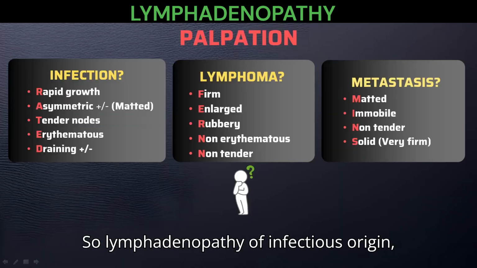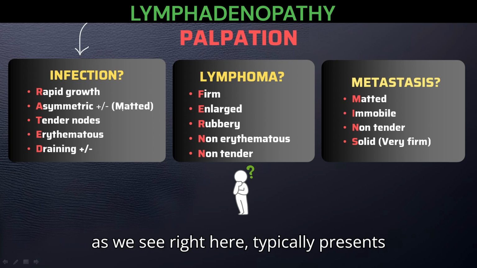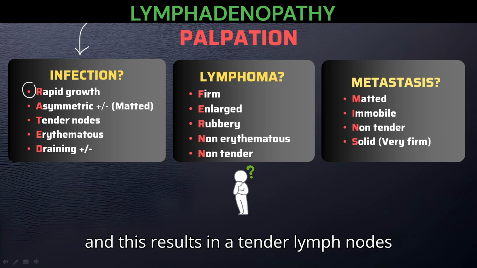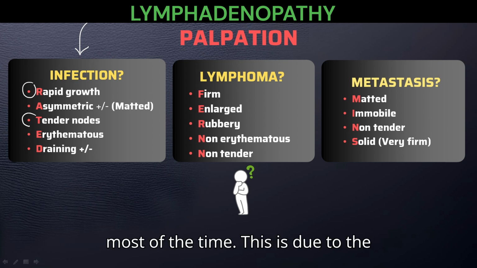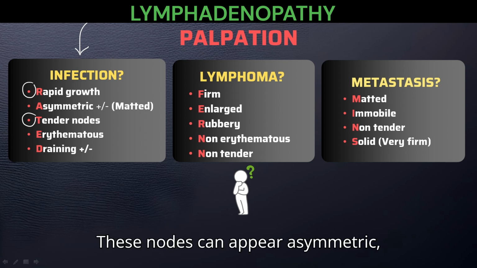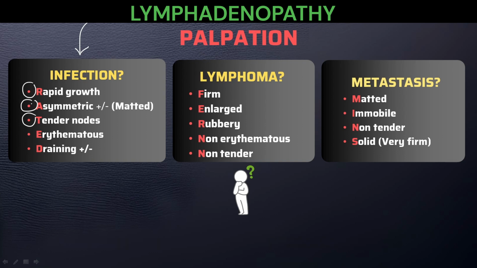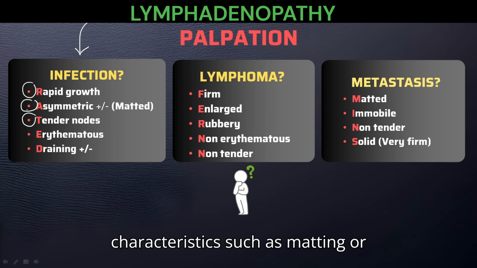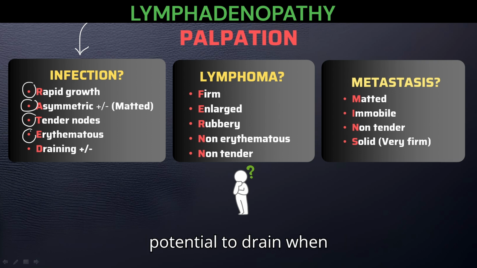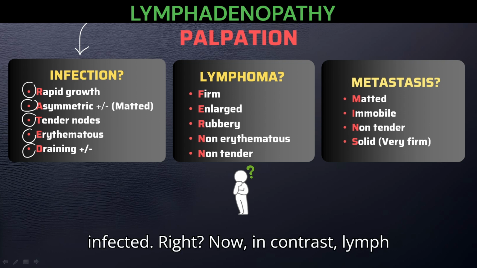So, lymphadenopathy of infectious origin, as we see right here, typically presents with a rapid growth. Okay, and this results in tender lymph nodes most of the time. This is due to the rapid distension of the nodal capsule. These nodes can appear asymmetric, all right, and may display characteristics such as matting or erythema, and may also have the potential to drain when infected, right?